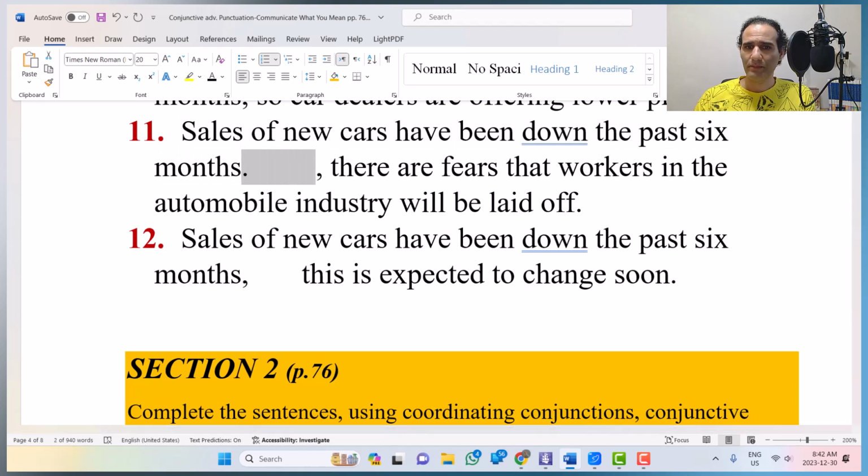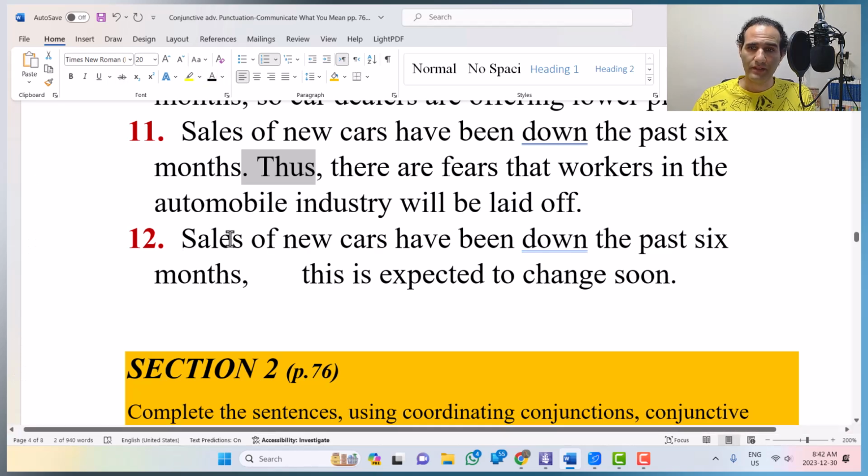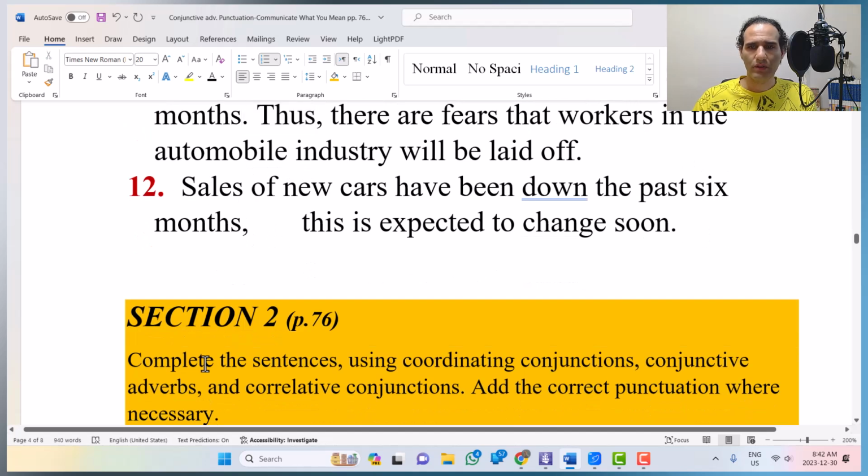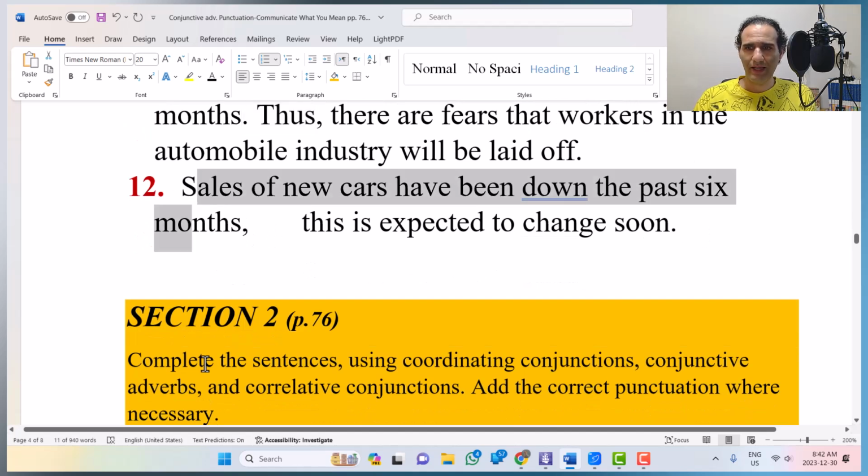Sales of new cars have been down for the past 6 months. Conjunctive adverb. There are fears that workers in the automobile industry will be laid off. So it will be "thus." So. And sales of new cars have been down for the past 6 months.